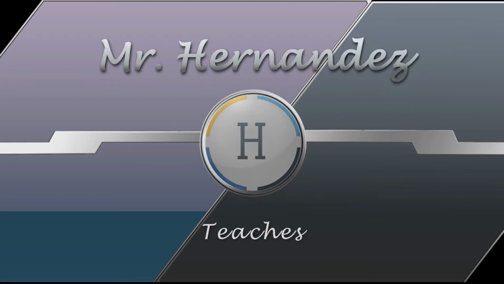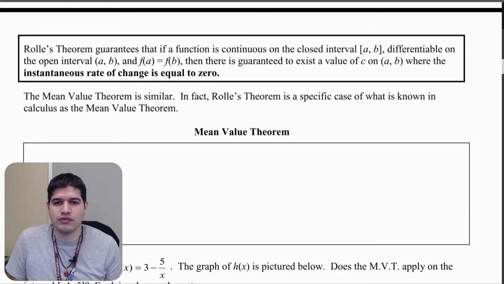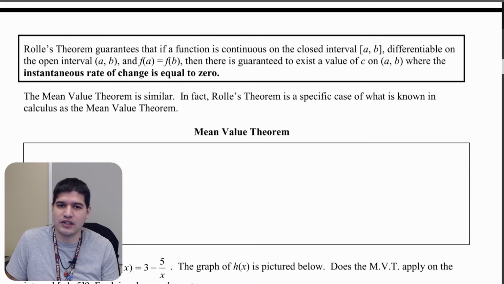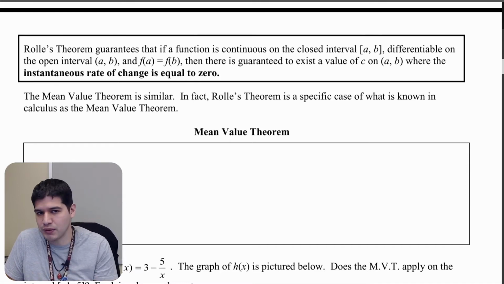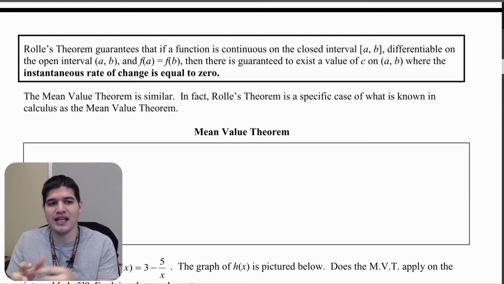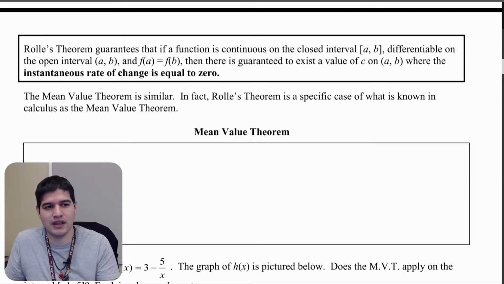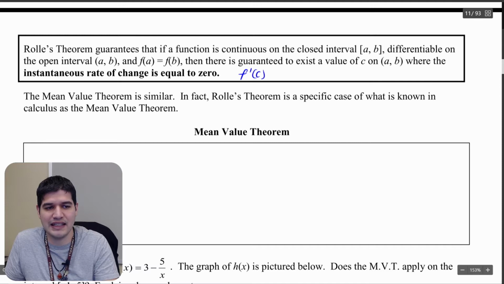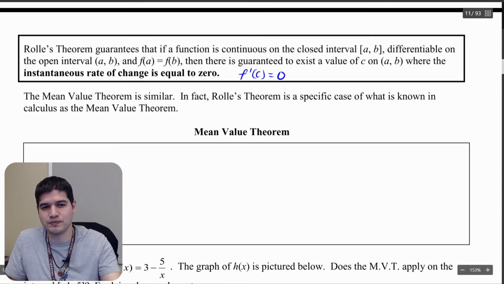So remember from our last video where we were going over Rolle's theorem? Well, Rolle's theorem guarantees that if a function is continuous on that closed interval and it's differentiable on the open interval, and we know that f of a is equivalent to f of b, then there's a guaranteed value where the instantaneous rate of change is equal to 0, where f prime of c equals 0.